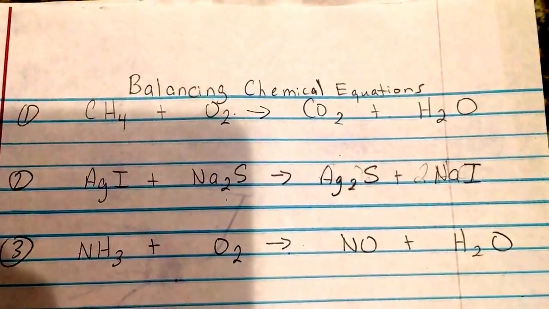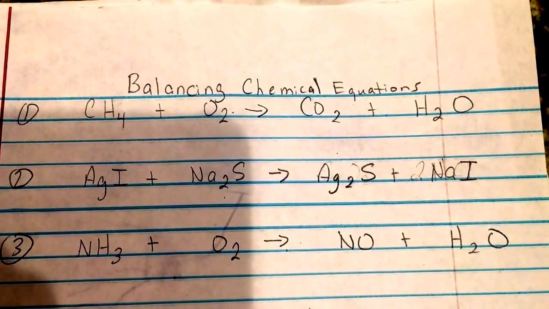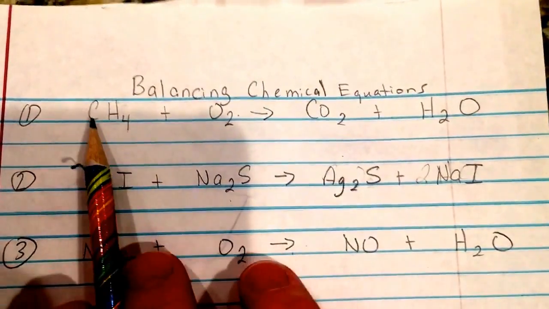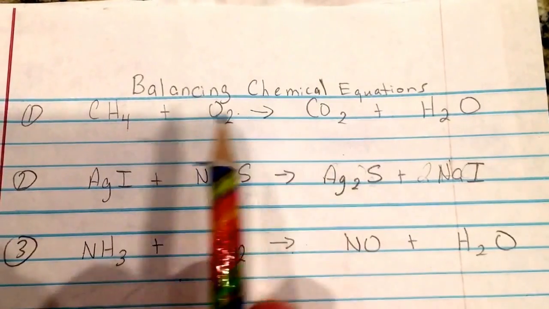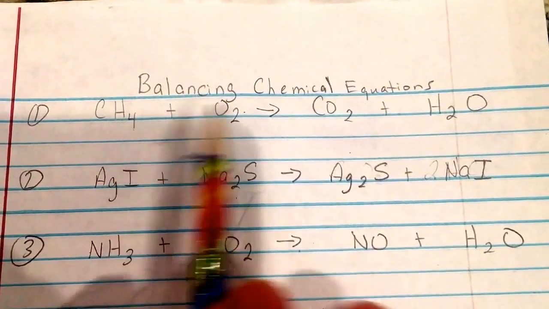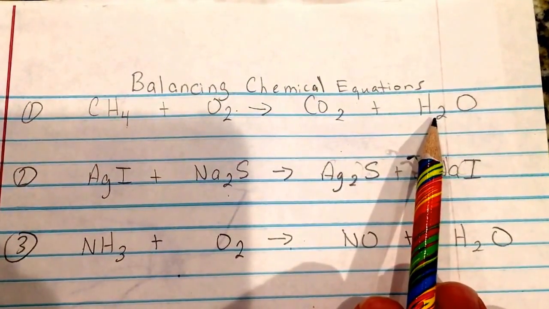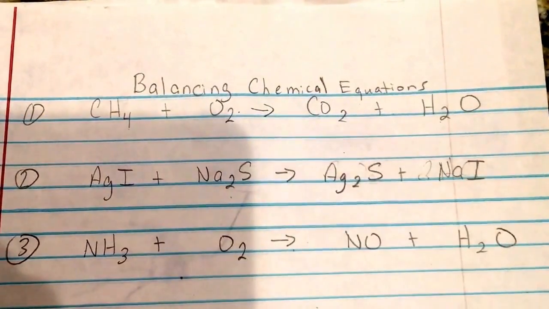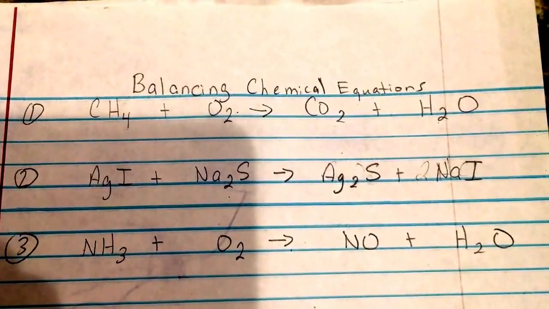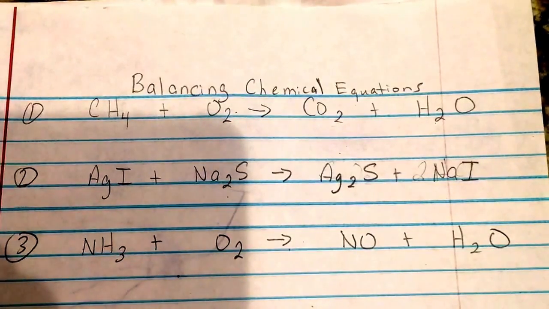Now what we have to do is balance the chemical equation out. Now, if we just did a quick count, on the left I have 1 carbon, on the right I have 1 carbon, so that looks good. On the left I have 4 hydrogen, on the right I only have 2. On the left I have 2 oxygen, and on the right I have 3. So what we have to look at now is, how are we going to fix this?